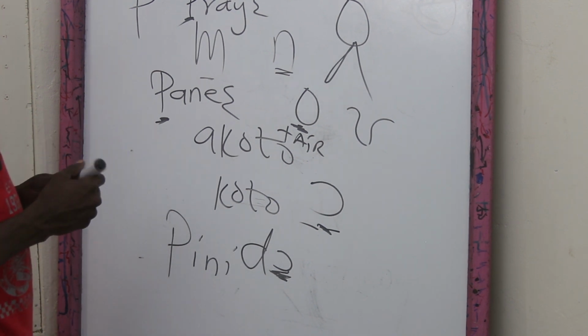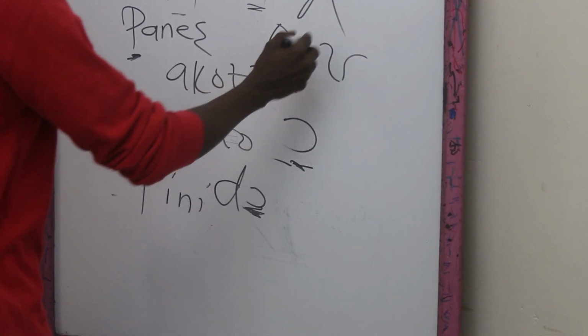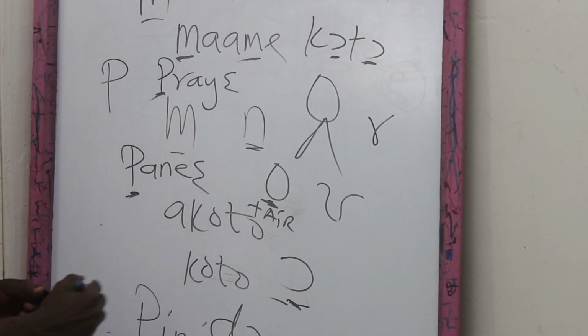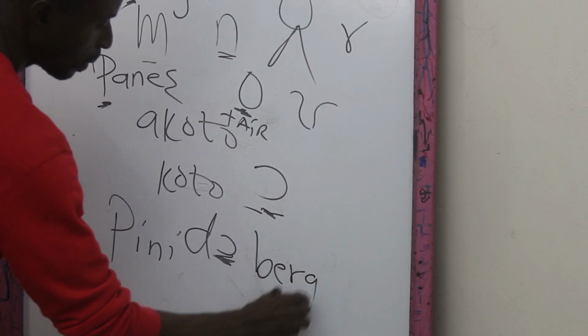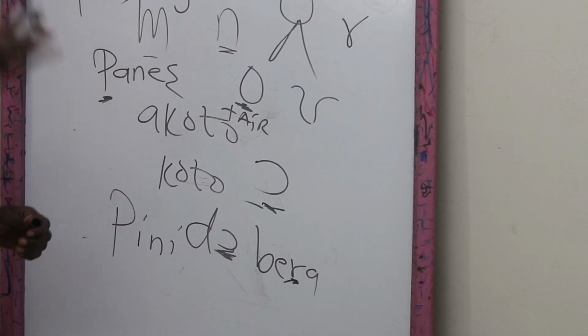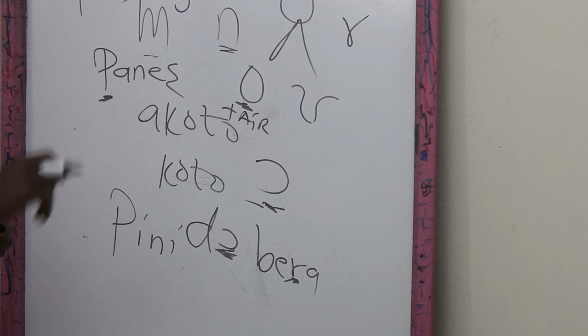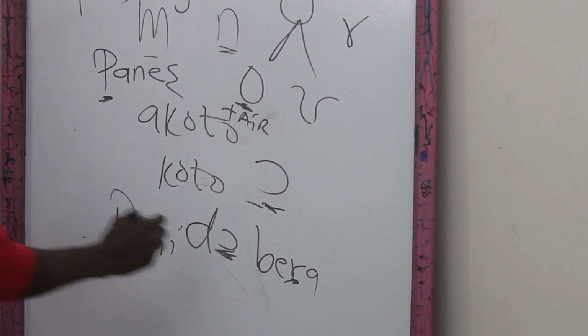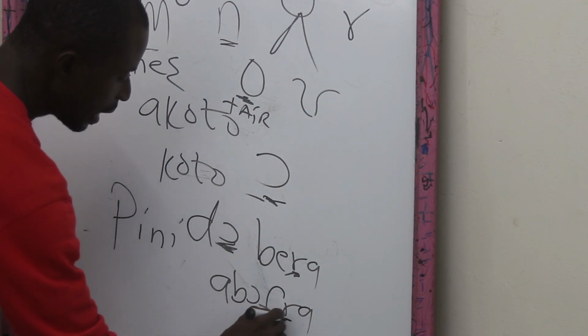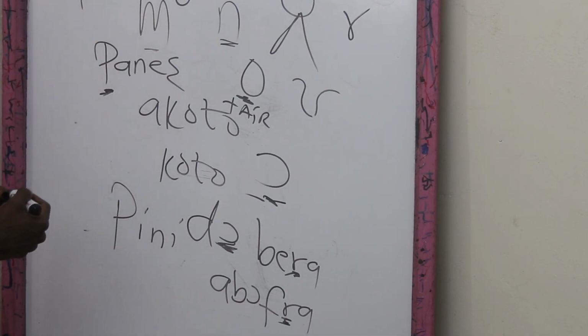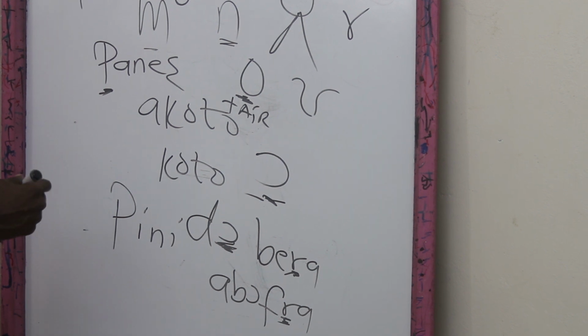The next sound is R. R as in bra. Bra. Come. Abofra. R. Abofra is a child or a little kid in English.